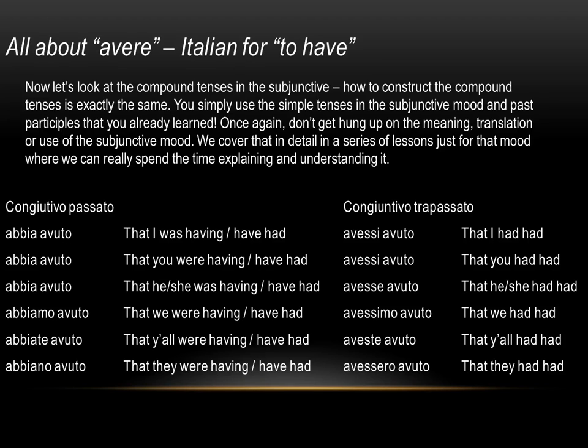Make sense? Once again, don't get hung up on why it looks different or what it means. Just look at the mechanics. We had the congiuntivo presente, which was the abbia, abbia, abbia, abbiamo, abbiate, etc. Now that becomes the first verb, with avuto, and it becomes congiuntivo passato. The congiuntivo imperfetto makes the congiuntivo trapassato, just like the imperfetto in the non-congiuntivo mood makes the trapassato prossimo. Okay? So it's the same thing.